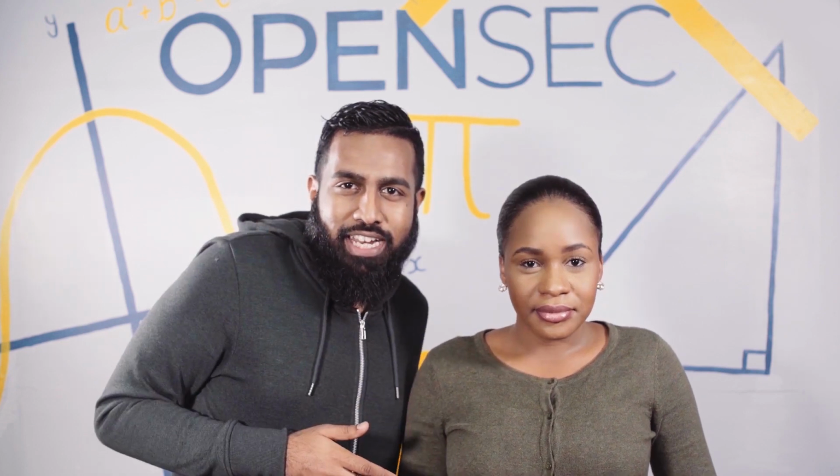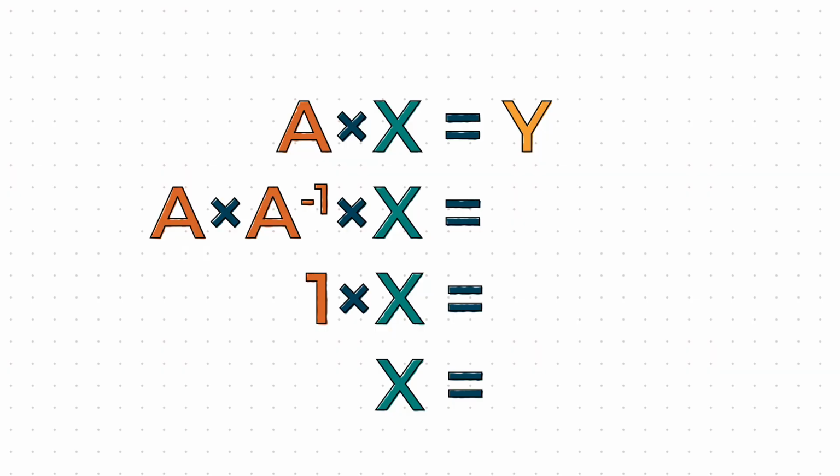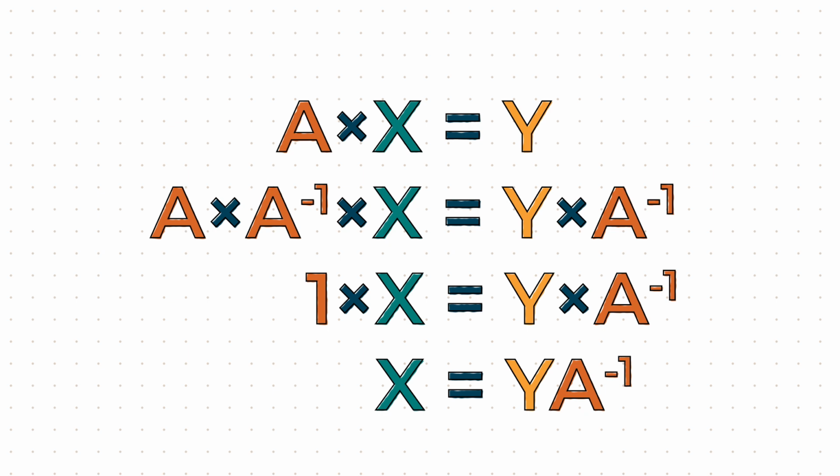But remember, whatever we do on one side of the equation must be performed on the other side of the equation as to keep the scales balanced. Since we multiplied AX by A inverse on this side, we must multiply Y by A inverse as well. And this is how we solve for X, which is the matrix that contains all our variables in the pair of simultaneous equations.